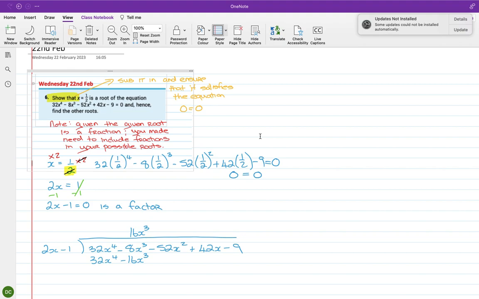Sorry. Change the signs. So this is a plus, so it'll become a minus, and this is a minus, so it'll become a plus. Okay. So I have the 32's, x to the 4 is cancelling. And then my minus 8 plus 16 is going to be 8x cubed. And then I'm going to bring down my minus 52x squared. And I'm going to start again.